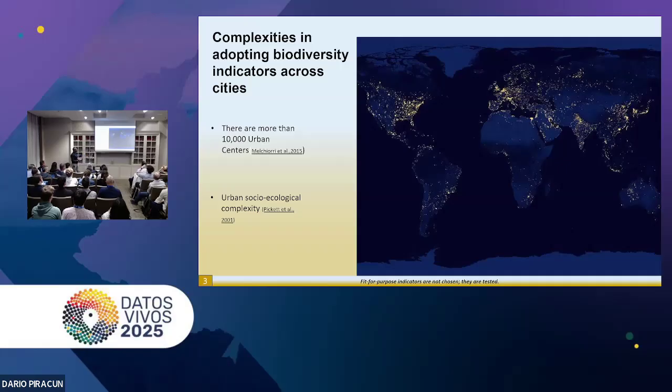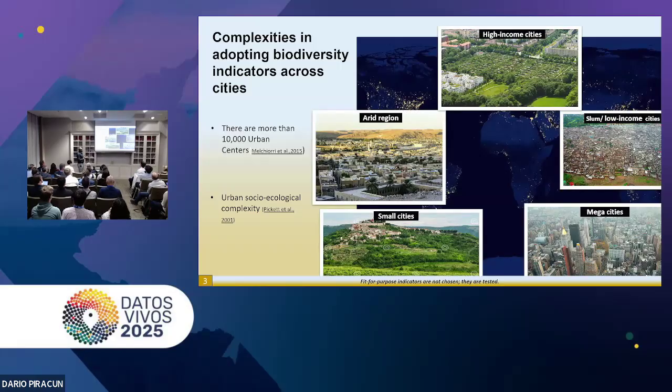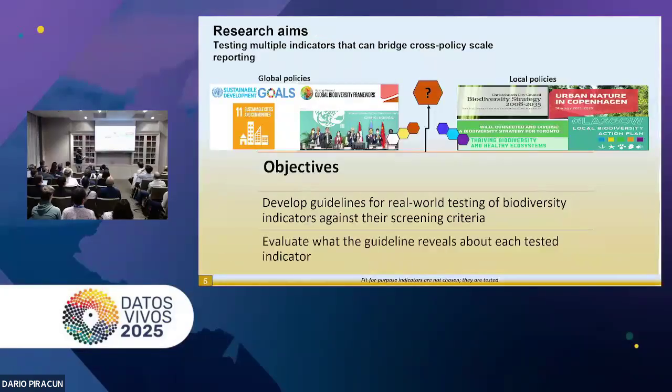So why is it more complex to adopt biodiversity indicators? Look at this picture. There are more than 10,000 urban centers. Something really interesting: they are called urban ecosystems, but they are very different socio-ecological complexes. We have cities from high-income and low-income countries, such as slum cities. We have megacities and small cities, that's beautiful. We also have cities from arid regions. So we can't really imagine that if an indicator is developed by one scientist from one city, it can be transferred to other cities in a simple way.